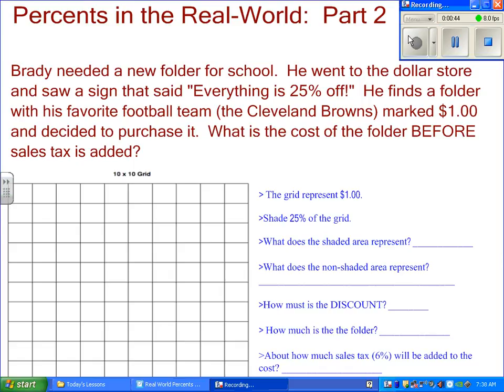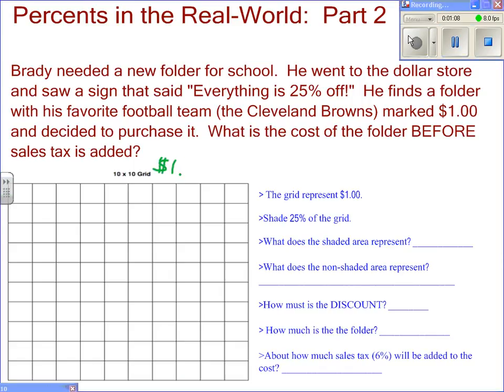So we want the discount here, just the discount. We don't want the sales tax. We're assuming we're not going to be paying that at this time. So they're asking us, what is the cost before sales tax is added? Again, here I have a 10 by 10 grid, and we're going to have that represent $1. So this grid here represents $1.